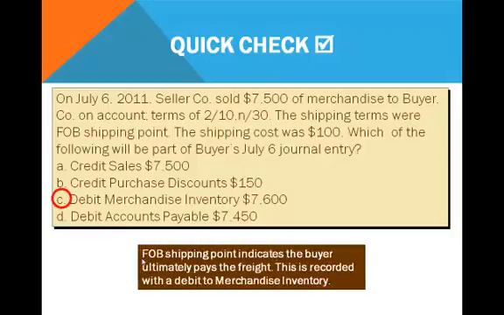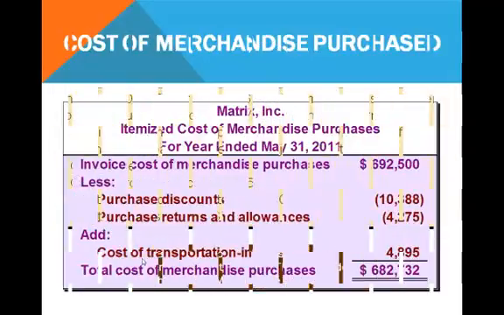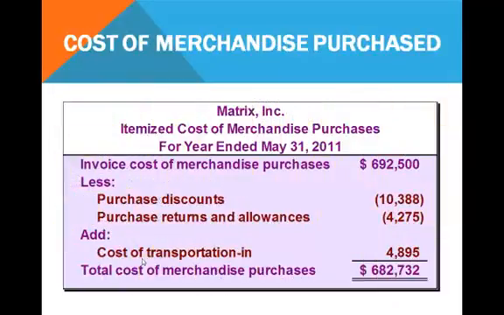Did you answer C? Since the terms are FOB shipping point, the buyer will pay the freight costs. Therefore, the $100 should be debited to the merchandise inventory account. So merchandise inventory on the buyer's books should be debited for the $7,500 of the cost plus the $100 for the shipping, or for $7,600.